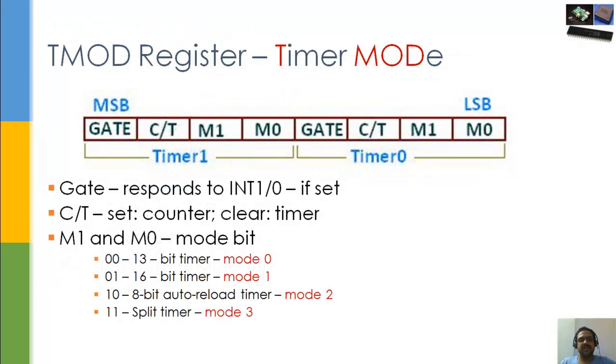Next comes the TMOD register. I told you TMOD register is nothing but the timer mode register. So basically, using this register, we govern in what mode the timer operates. Okay, now let's look at the structure of the TMOD register. Again, it's an 8-bit register. Unlike TCON, the lower 4 bits are for timer 0, the upper 4 bits are for timer 1.